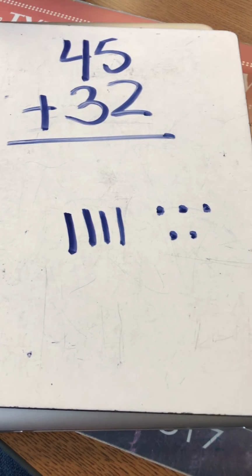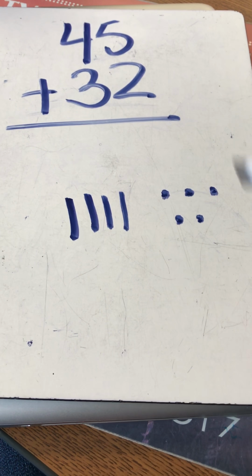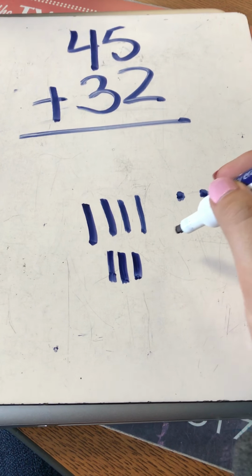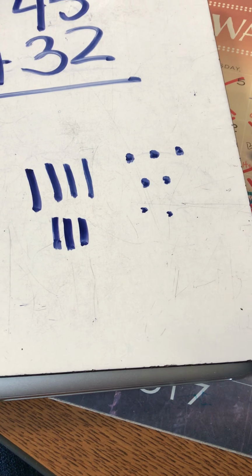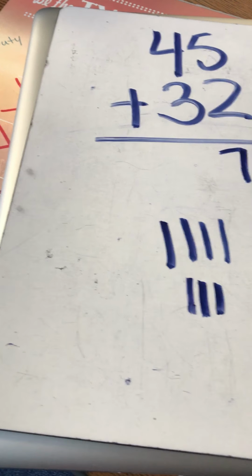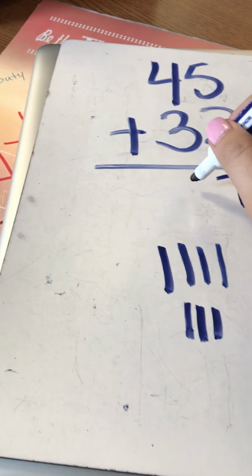Then when we're adding, all we do is we draw the blocks for the second number. So for 32, we're going to draw 3 tens. 1, 2, 3. And then 2 ones. 1, 2. And then we simply add up how many of each that we have. So we have 7 ones, so we're going to go ahead and write a 7 in our ones place. And in the tens place, we also have 7, so we're going to write a 7 there.